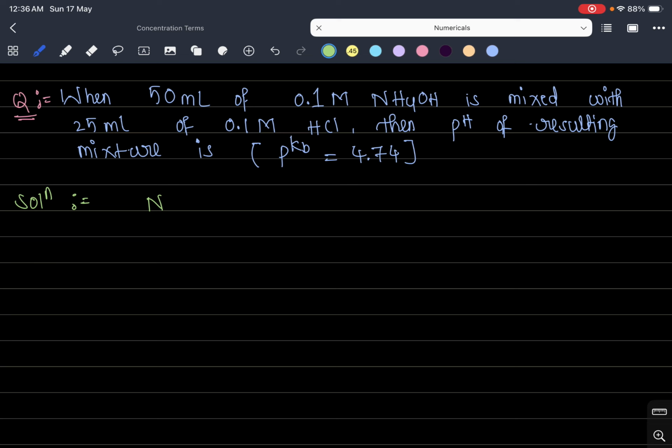So you try to see the reaction between the ammonium hydroxide, that is NH₄OH, and HCl. We know that when an acid and a base are combined, it ends up as a neutralization reaction. You will get ammonium chloride, NH4Cl, plus water. This is the reaction between the weak base and strong acid that you have. So the final salt formed here is an acidic salt.